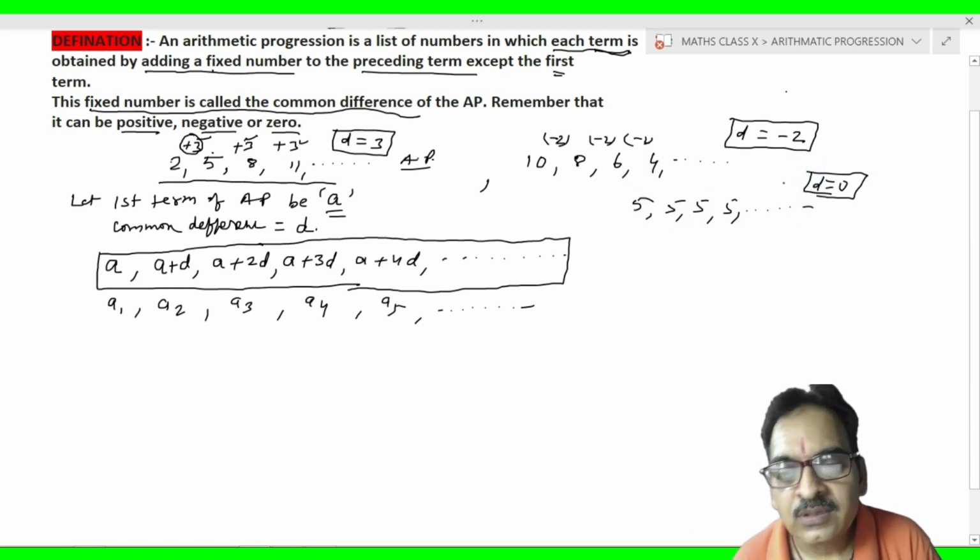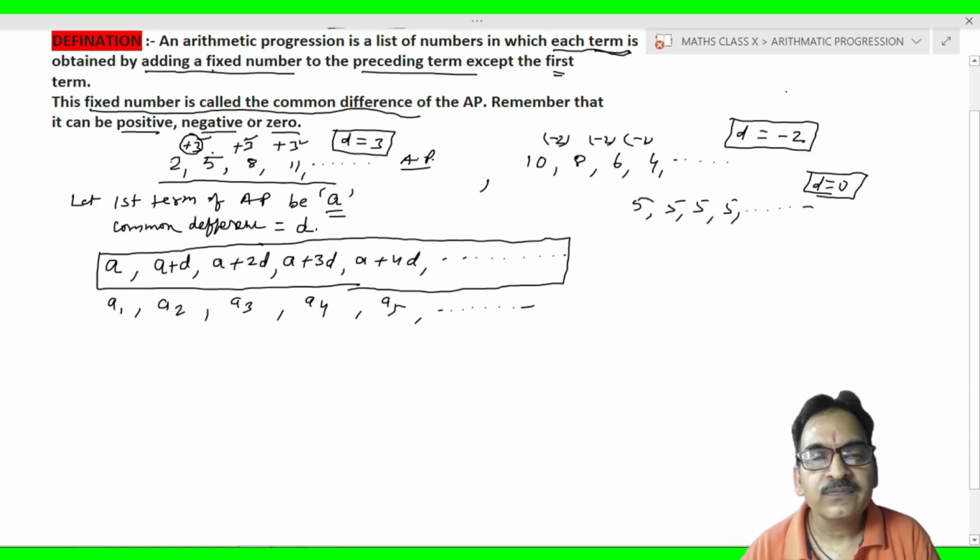Okay. So this is also an AP: 2, 5, 8, 11. This is also an AP: 10, 8, 6, 4. This is also an AP: 5, 5, 5, 5. Here common difference is 0. Here common difference is minus 2. And here common difference is plus 3.